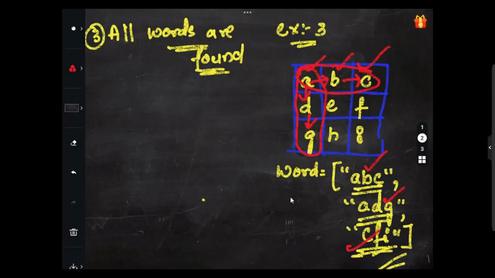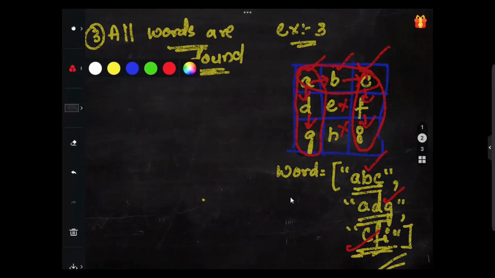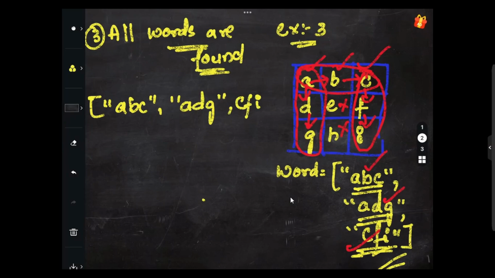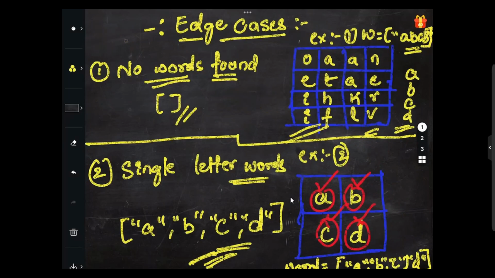Next let's go for CFI. C will start from here, C followed by F followed by I, one step down, right? So we are ignoring this one. This is fine. We have found all the words here, so this satisfies the condition. Basically all words are found. So the output we can consider here is ABC, we are pushing all the things, so ADG, and the final one is CFI. This is fine.